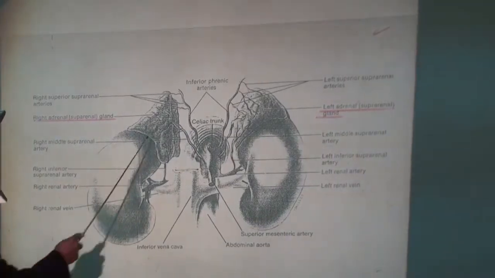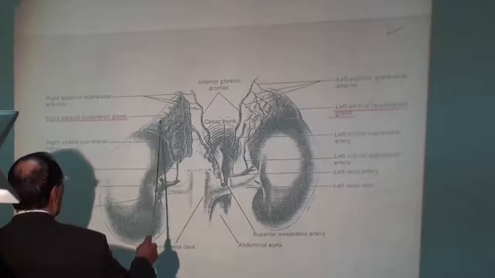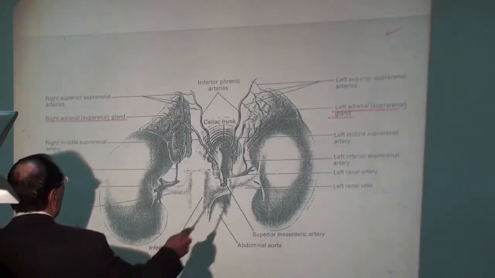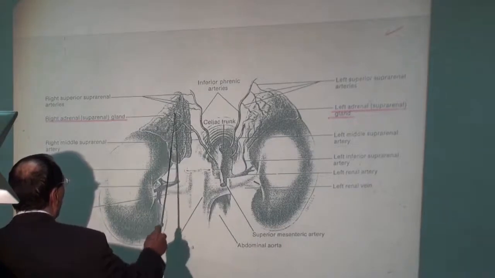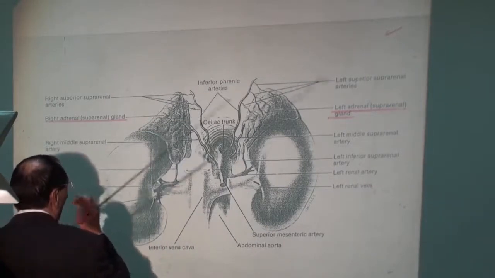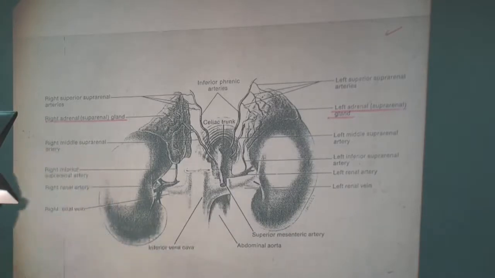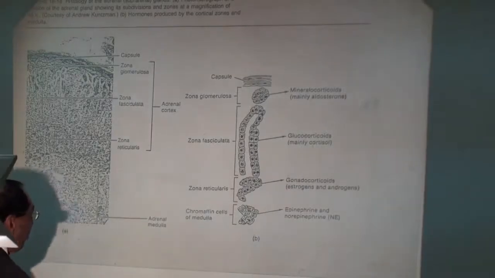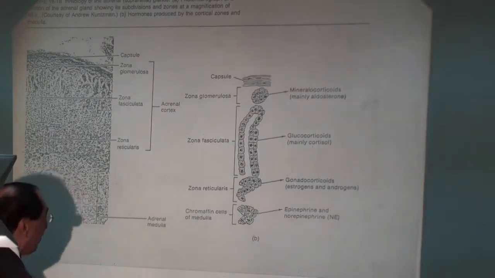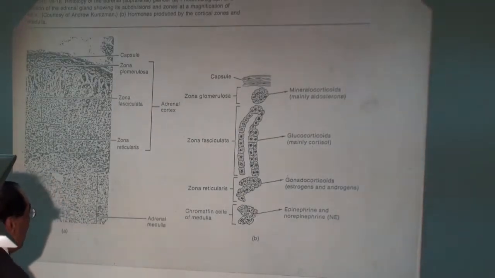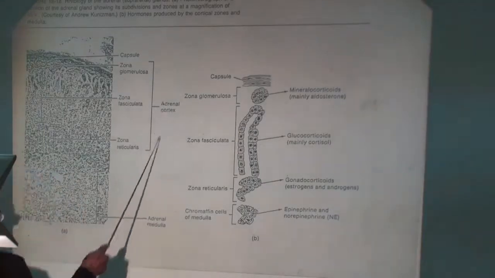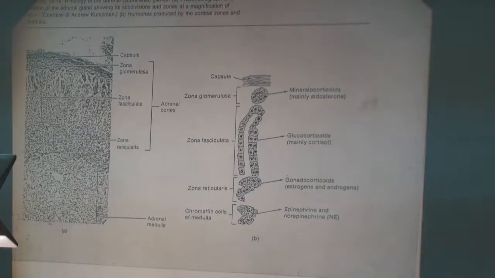Anyway, this figure shows the location of the adrenal glands. You see, adrenal glands, two glands above the kidneys, or suprarenal gland. One left and one right, above the kidneys. Each adrenal gland is composed of two parts, similar to the pituitary: adrenal cortex and adrenal medulla. Adrenal cortex 80%, adrenal medulla 20%.